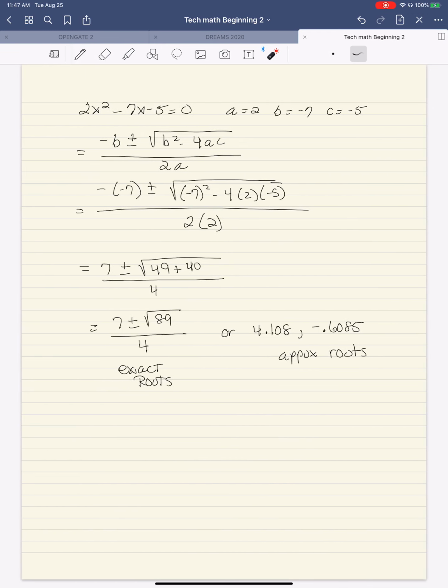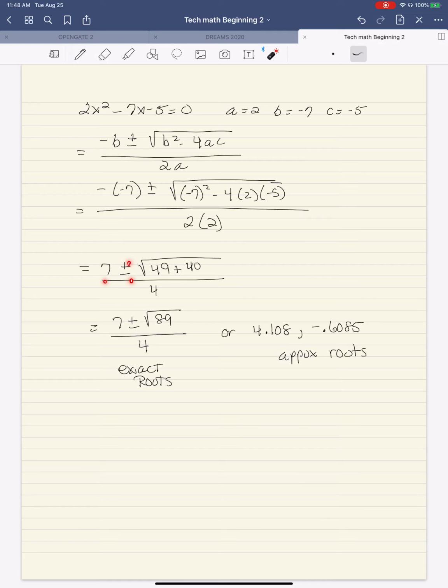Let's try one that does not factor. 2x squared minus 7x minus 5 equals 0. A is a 2, B is a minus 7, C is a minus 5. Again, there's my A, B, C. So minus B, so minus a minus 7, plus or minus B squared, so minus 7 squared, minus 4AC, so minus 4. I get this 4 is always a 4. A is 2, C is a minus 5, everything divided by 2A.